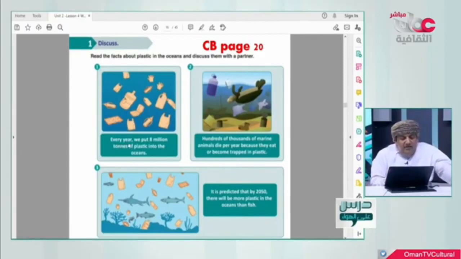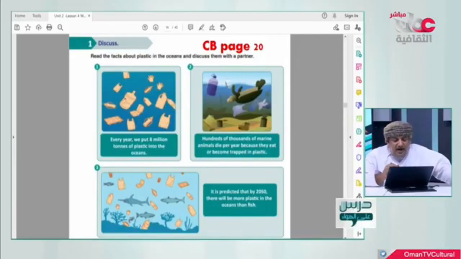Now, number 1, every year we put 8 million tons of plastic into the oceans. Imagine this number. Okay, 1 ton, how many kilograms in 1 ton? Yes, 1,000. Okay, 1,000 in 8 means 8,000 tons of plastic dropped into the ocean every year. Imagine this number, 8 million tons of plastic.